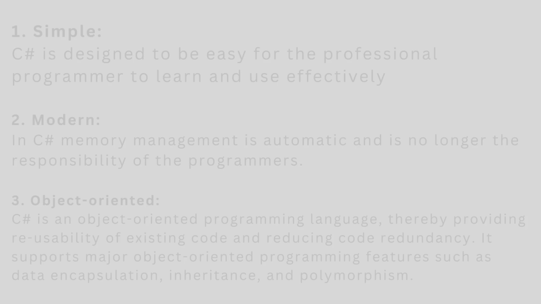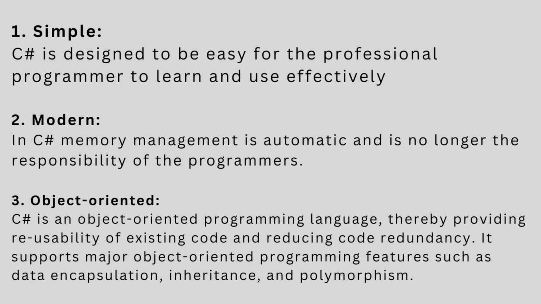Characteristics of C#. 1. Simple. C# is designed to be easy for the professional programmer to learn and use effectively. 2. Modern. In C#, memory management is automatic and is no longer the responsibility of the programmers.